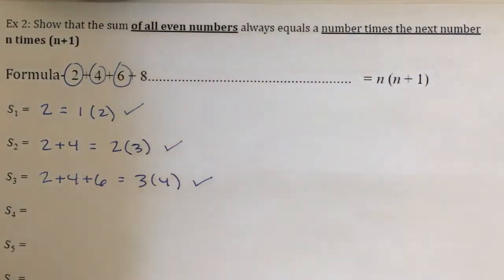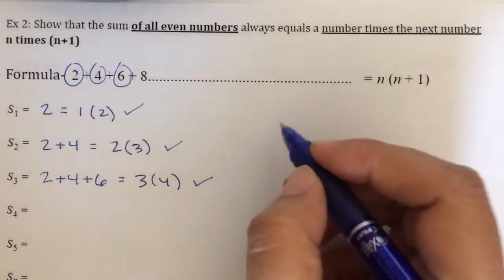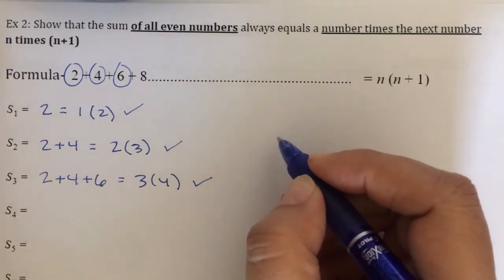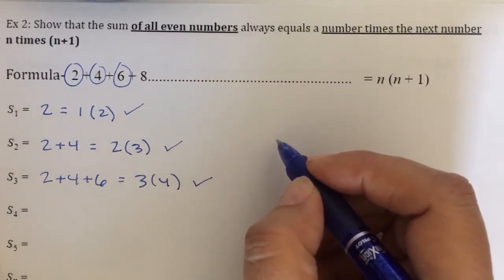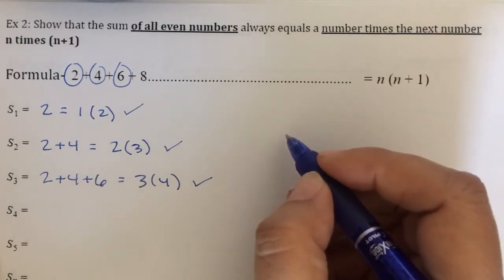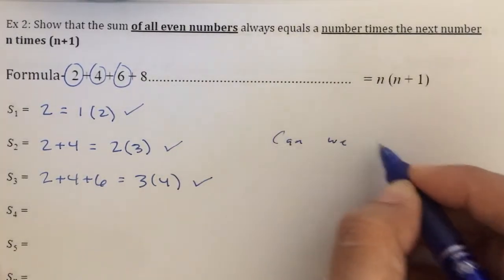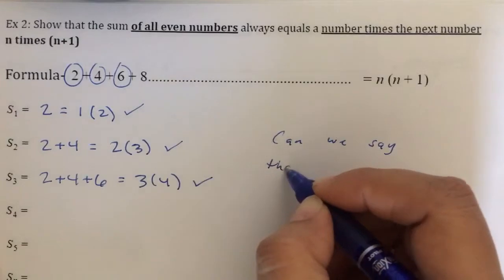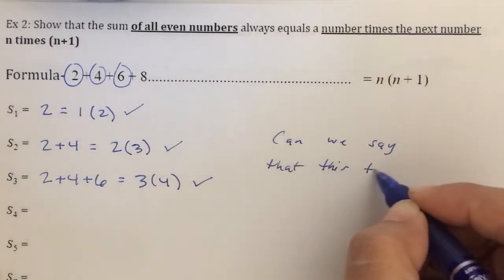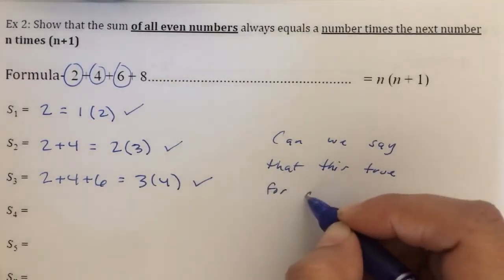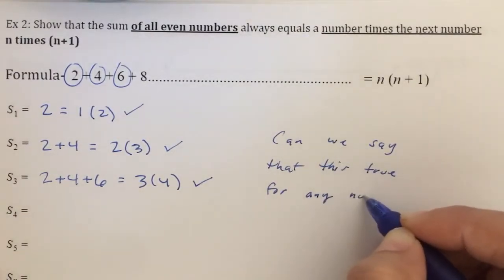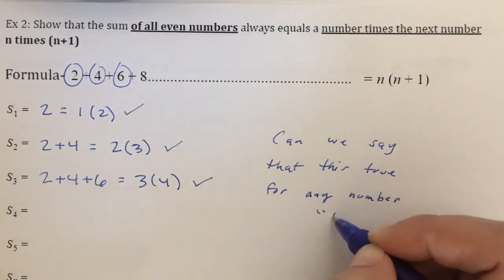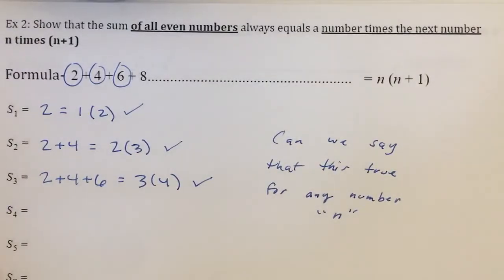So what we're doing is we're gathering evidence, not to make a conclusion, but just to pose a question. So if we have enough evidence, can we pose a question? Can we say that this is true for any number n? Okay, so that's what I want to end up with, a conclusion.